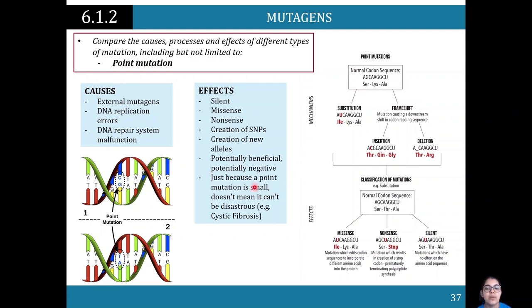And just because a point mutation is small doesn't mean that its effects will be small. So cystic fibrosis is an example of that. So here we have point mutation, an example of what actually happens. This is the mechanism and this is the effect right there.